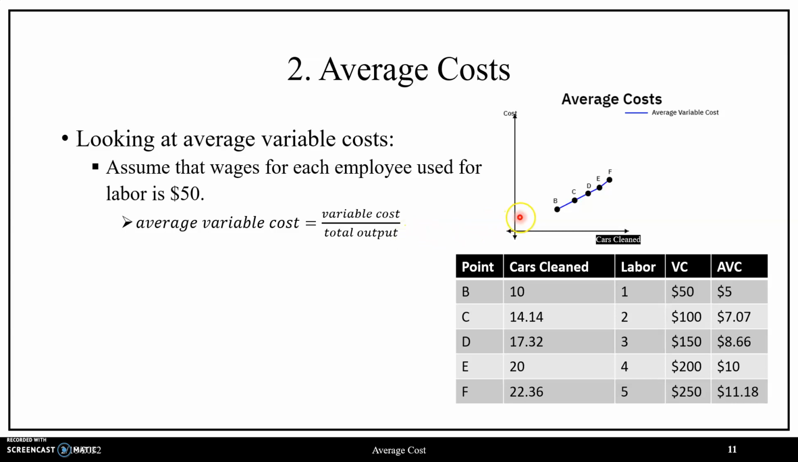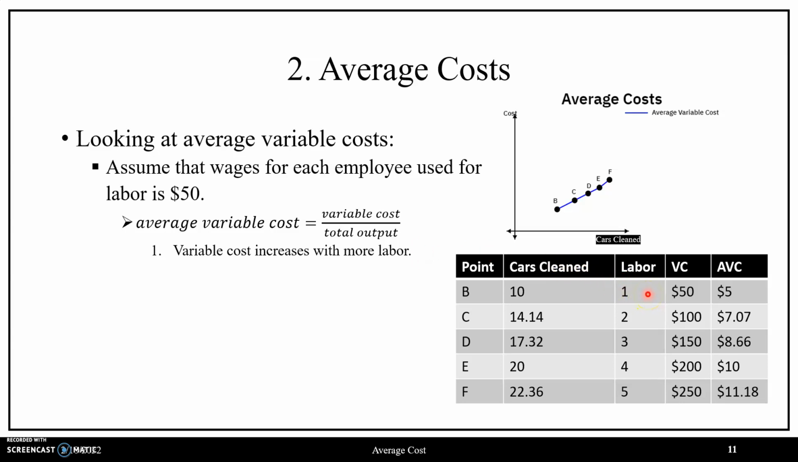Now, in terms of our graphical representation of average variable cost, we see that it's upward sloping. Let us see if we can explain why by examining variable costs and total output. Starting with our numerator, we know that variable cost will increase as more labor is used. In terms of the production process, more labor, more cars can be cleaned, more input leads to more output. But in terms of variable costs, that also means more wages.